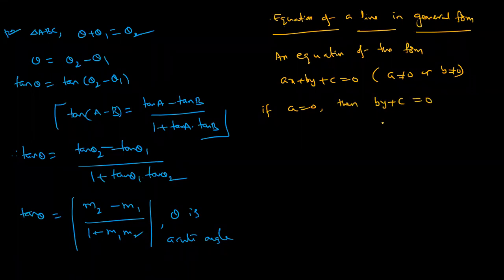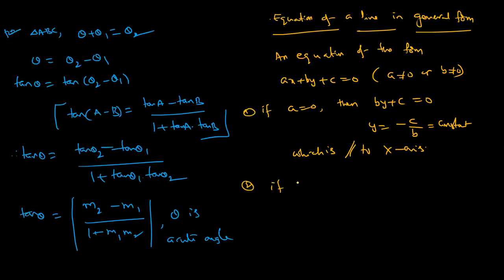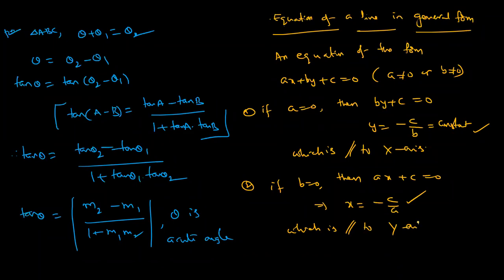So in this case, if a is equal to 0, what result is coming? By plus c is equal to 0. What is the value of y? Constant. So which line is it? Parallel to the x-axis. That's the meaning. If b is equal to 0, what can you say? Dear students, b equal to 0 means ax plus c is equal to 0, so x is nothing but minus c by a, which is parallel to the y-axis.